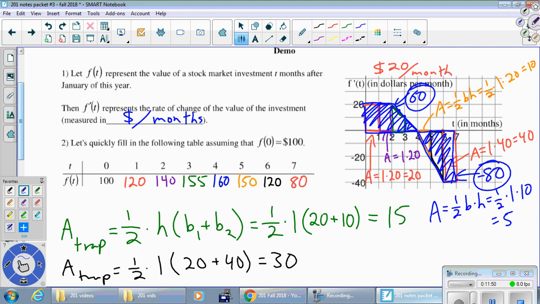And do you see the negative 20 relationship between our starting number and our ending number? That negative 20, the total combined signed area from 0 all the way to 7, being negative 20 represents the actual change in the value of our investment over the course of those 7 months. We went from 100, lost 20, we ended up at 80. Okay, so I'm going to get rid of some of the stuff I just wrote there, just to unclutter the picture.